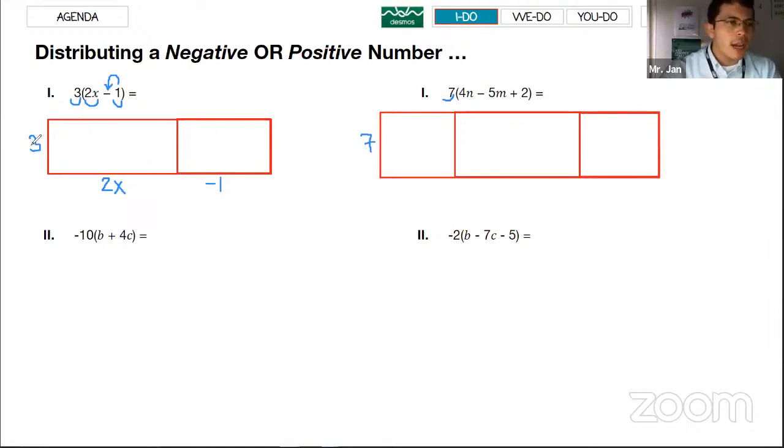If you remember finding an area of the rectangle, you just need to multiply height with width, right? So now 3 times 2x. You just need to multiply 3 and 2, which is 6, and you need to put the variable next to it. So 6x. The area of the first rectangle is 6x. The area of the second rectangle, the height is 3 and the width is -1. So 3 times -1, which is -3.